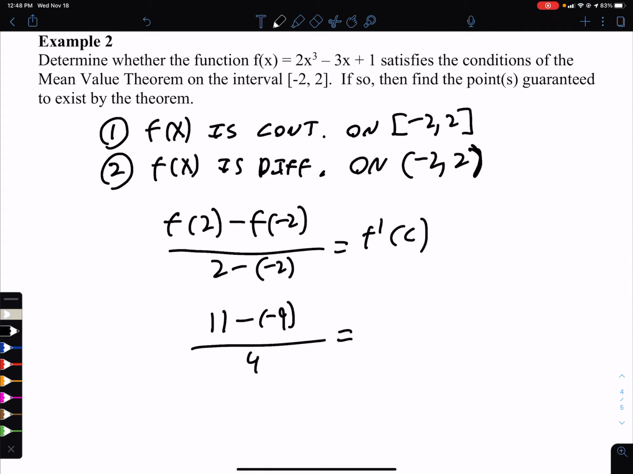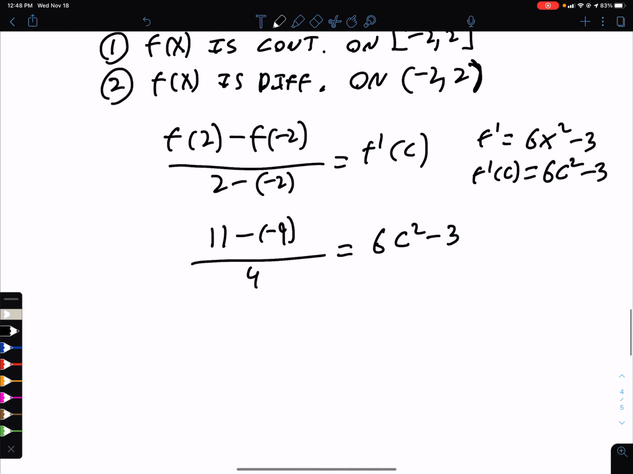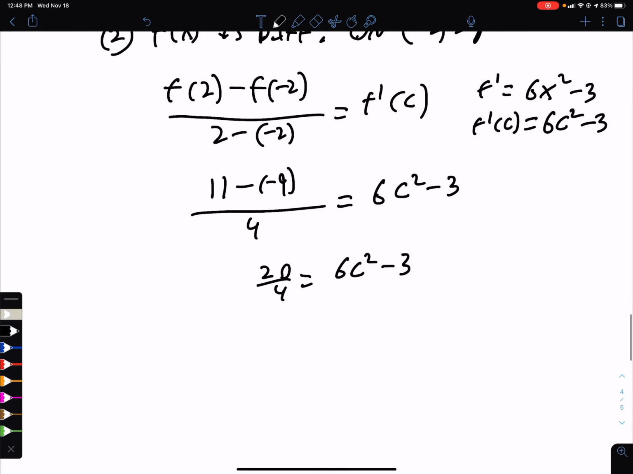So the derivative is going to be, let's do this to the side. F prime is 6x squared minus 3. So f prime c, you don't have to put the c in. I'm just doing it because that's the format they had. That's my variable. I could leave it as x and just solve for x, but 6c squared minus 3. This is 20 over 4. 20 over 4 is 5.